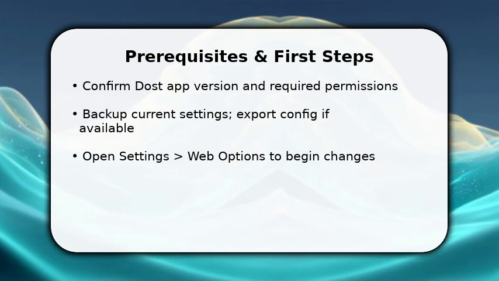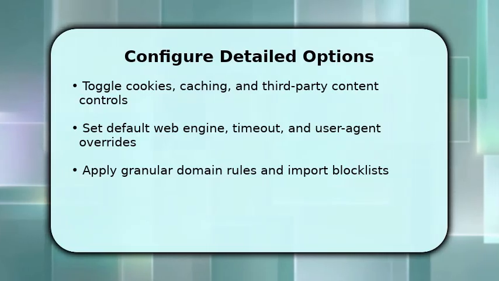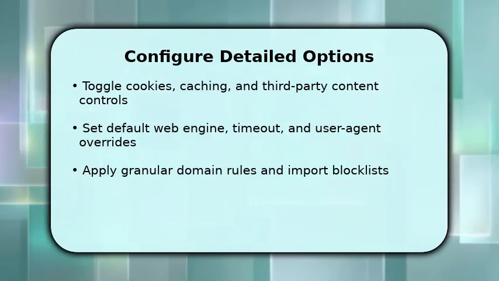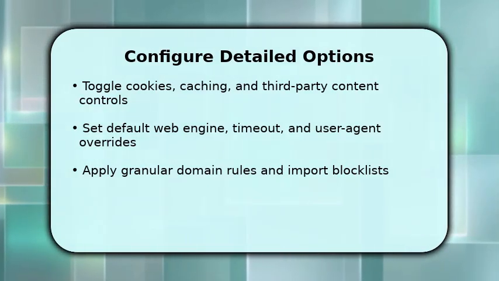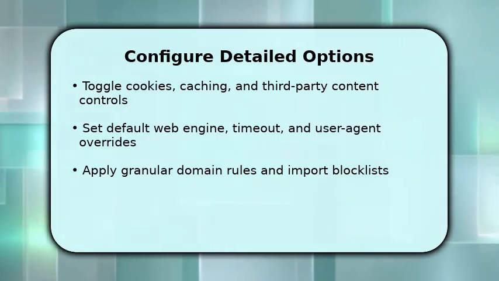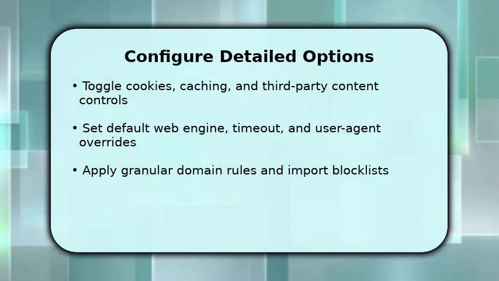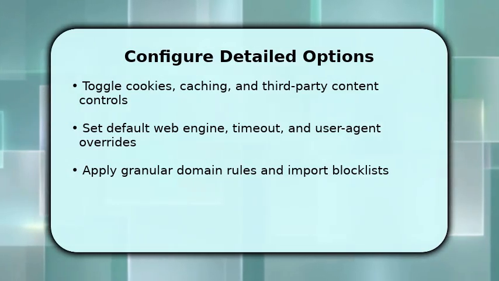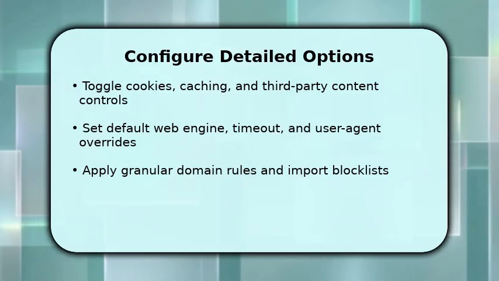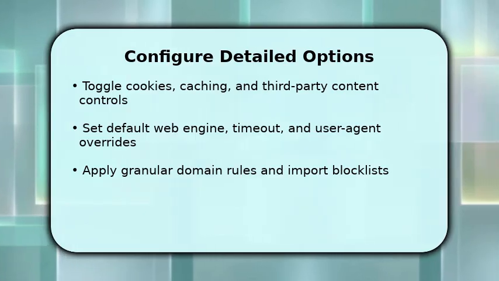You will now adjust the complex, middle settings, enable or restrict cookies and caching for performance versus privacy, and decide on third-party content rules. Next, set the default web engine, adjust request timeouts, and, if needed, override the user agent for compatibility. Then create granular domain rules for allow list or block list behavior and import any block lists you use. Make sure to apply each change one at a time.